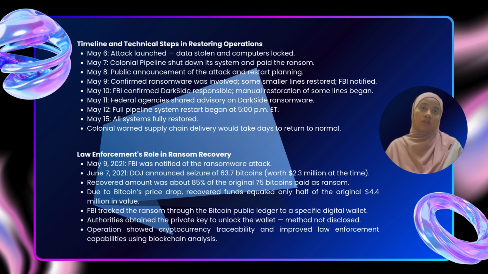The FBI tracked the ransom through the Bitcoin public ledger to a specific digital wallet. The authorities obtained the private key to unlock the wallet, though the method was not disclosed. The operation showed cryptocurrency traceability and improved law enforcement capabilities using blockchain analysis.